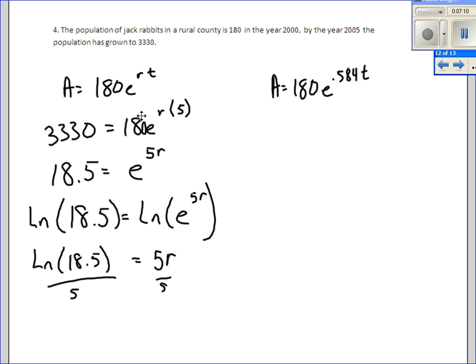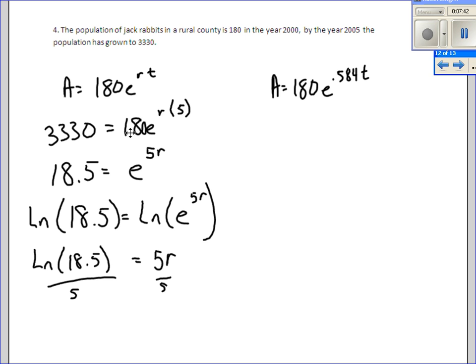There we go. I pulled this one off of an old test. So we've got a population of jackrabbits. It's 180 in the year 2000, but by 5 years later, in the year 2005, the population's grown to over 3,000. So since 180 is my base starting number of jackrabbits in year 0, I'll call 2000 year 0. That would be my starting value, and I don't know the growth rate yet. But I do know after 5 years, my population's grown to 3,330.